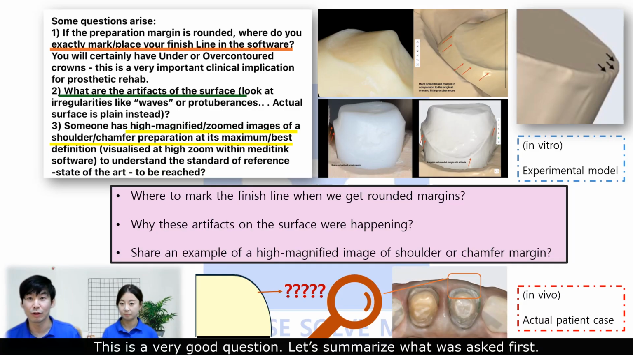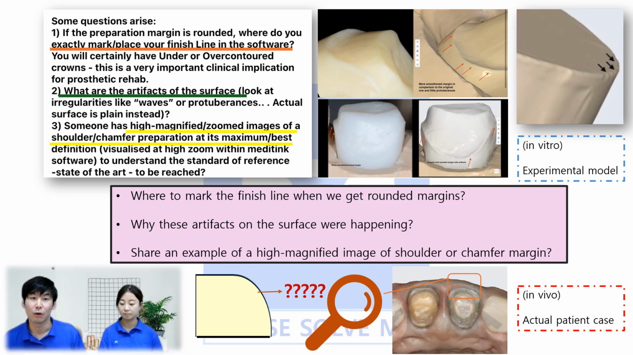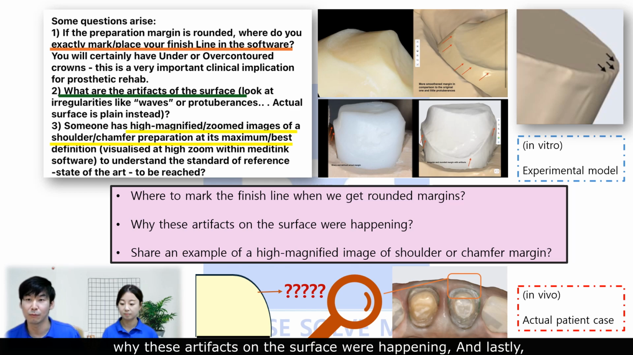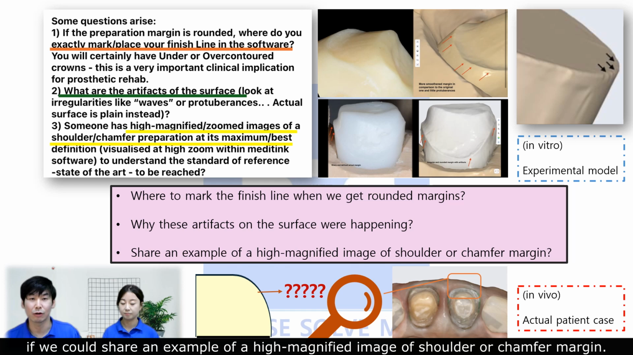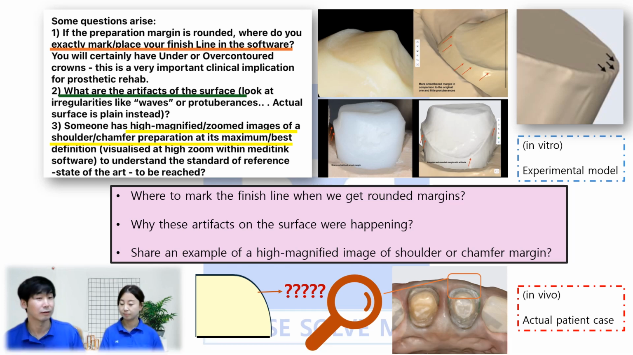This is a very good question. Let's summarize what was asked first. He wanted to know where to mark the finish line when you get a rounded margin, why these artifacts on the surface were happening, and lastly, if we could share an example of a high magnified image of the shoulder or chamfer margin. Chen, do you have any input on this?